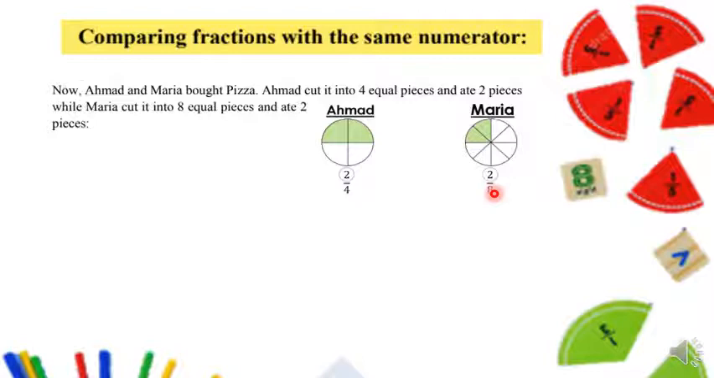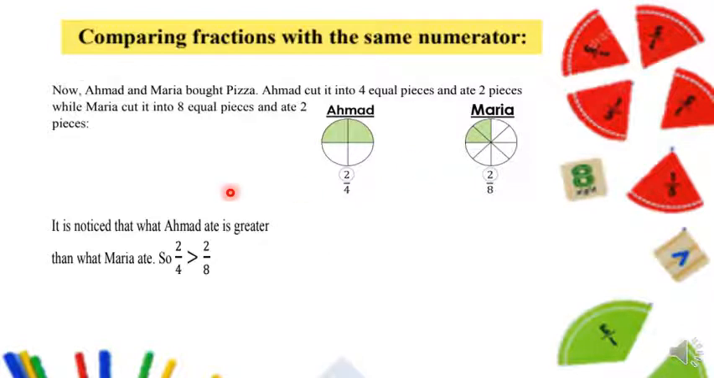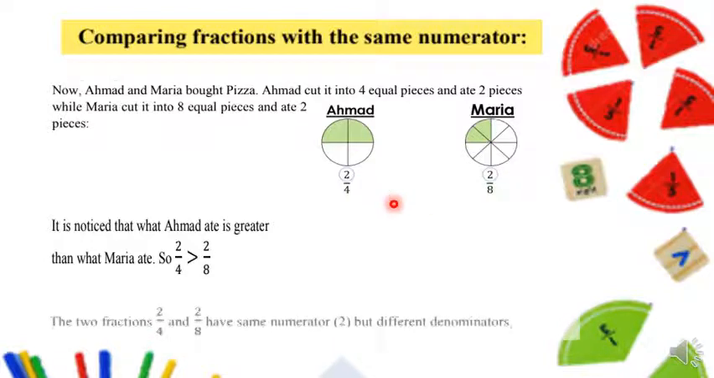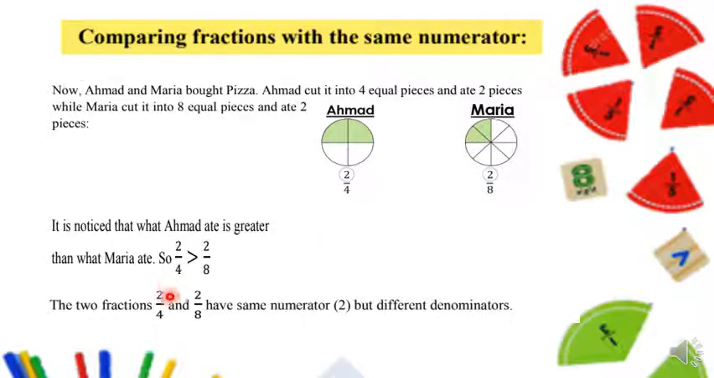So what do you think? Who ate more, Ahmad or Maria? Look at the figures. It's obvious that Ahmad ate more. So as you can notice here, what Ahmad ate is greater than what Maria ate. So 2/4 is greater than 2/8. The two fractions 2/4 and 2/8 have the same numerators, which are 2, but they have different denominators.